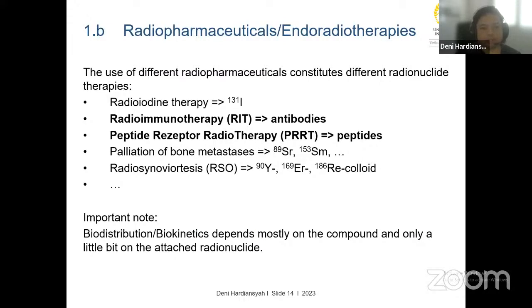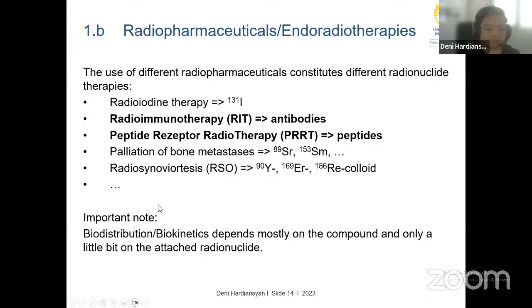So the radiopharmaceuticals, we can use different types. For example, for the radioiodine therapy, we don't need the drug. We just inject the radionuclide, in this case, iodine 131. For the radioimmunotherapy, we use antibody here. For the peptide receptor radiotherapy or PRRT, we use peptides. For the palliation of bone metastasis, we can use strontium or samarium. And for radiosynoviorthesis or RSO, we can use yttrium, we can use erbium, we can also use rhenium colloid.